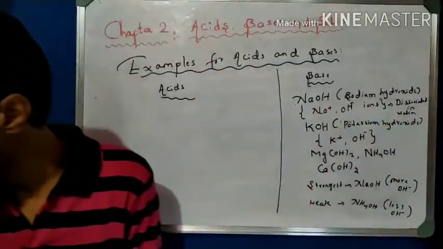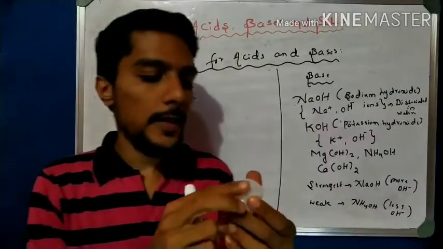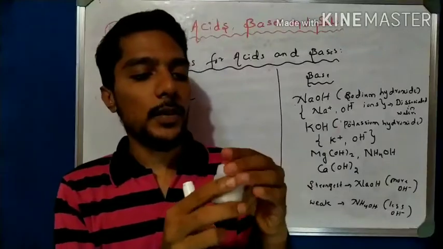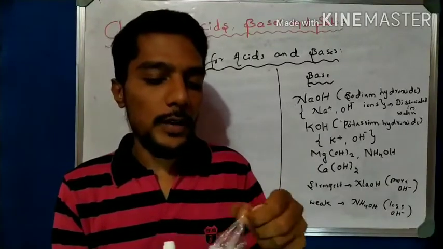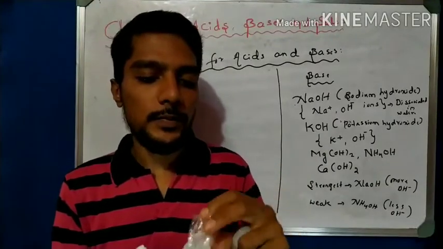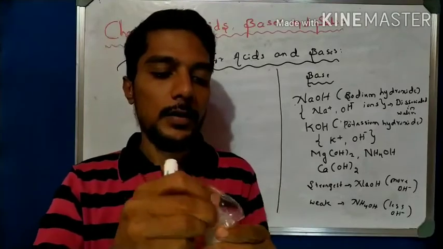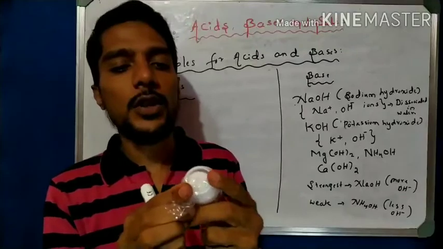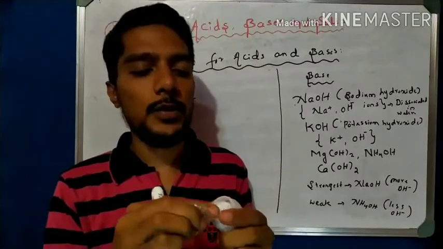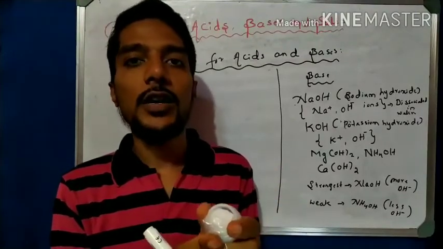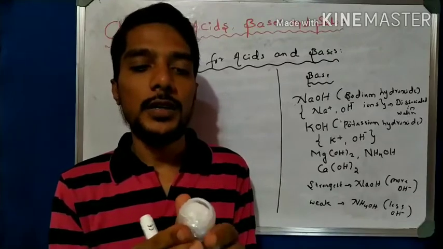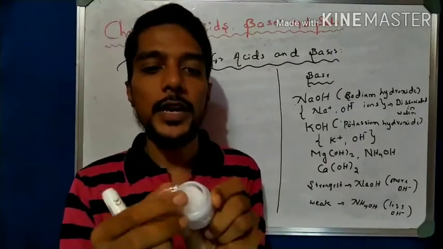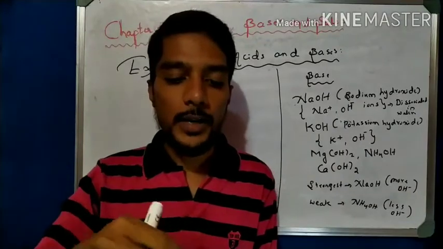I have bases in solid state here. See, in this box we have a base which is white in crystals. We observe that they are in pellet form, in solid state. When we dissolve them in water, we get an aqueous solution. This is potassium hydroxide.